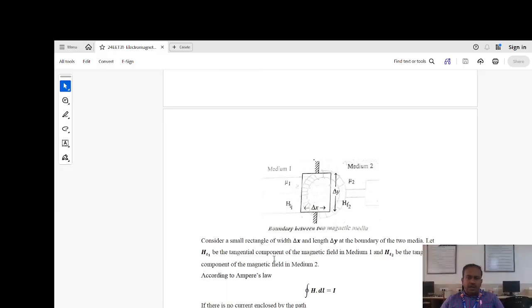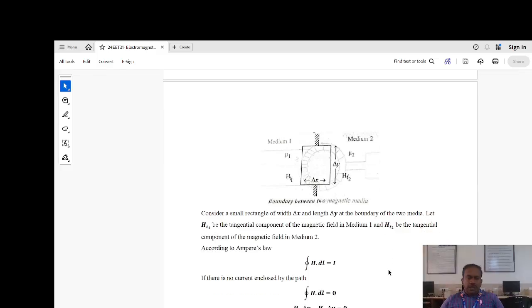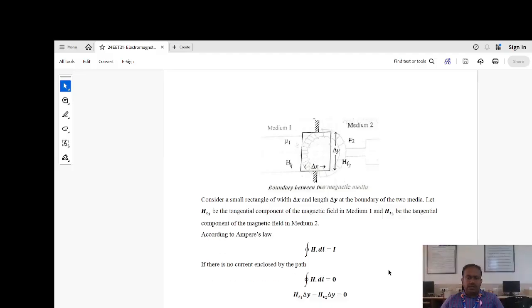Consider a small rectangle of width del x and length del y at the boundary of two media. Let Ht1 be the tangential component of magnetic field in medium 1 and Ht2 the tangential component of magnetic field in medium 2. According to Ampere's law, the closed integral of H dot dl equals the total current enclosed by the path, that is I. If there is no current enclosed by the path, the current is 0, so the closed integral of H dot dl equals 0.